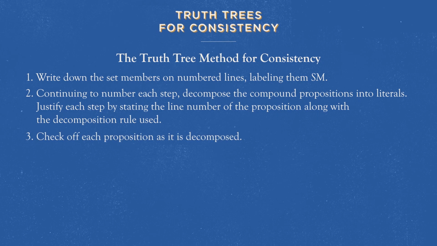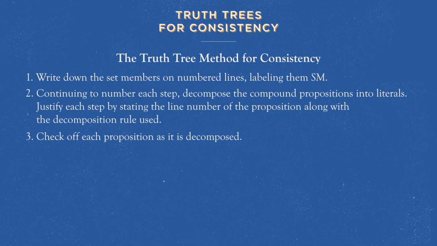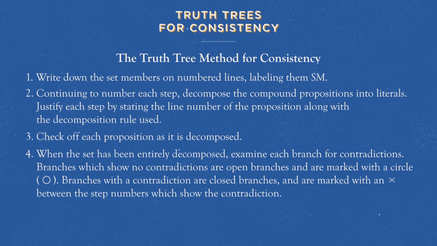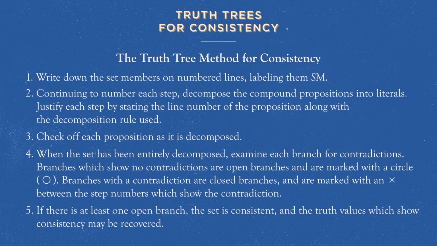You check off each proposition as it is decomposed, and from then on, you ignore that proposition and you look at just the literals. When the set has been entirely decomposed, examine each branch for contradictions. Branches which show no contradictions are open branches and are marked with a circle. Branches with a contradiction are closed branches and are marked with an X between the step numbers which show the contradiction. If there is at least one open branch, the set is consistent and the truth values which show consistency may be recovered. See? Not so hard. You've mastered truth tables and formal proofs. A truth tree can't faze you.